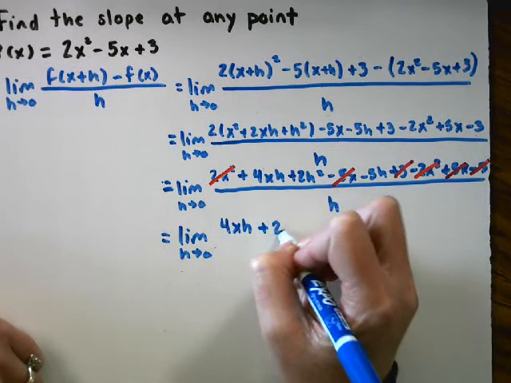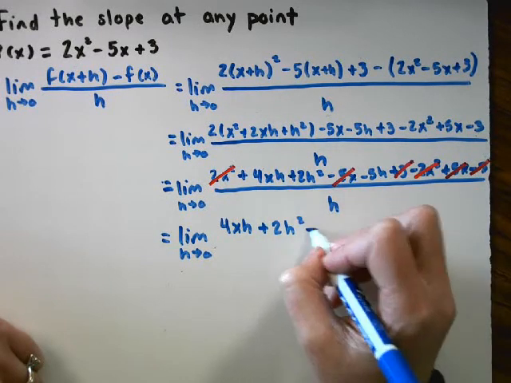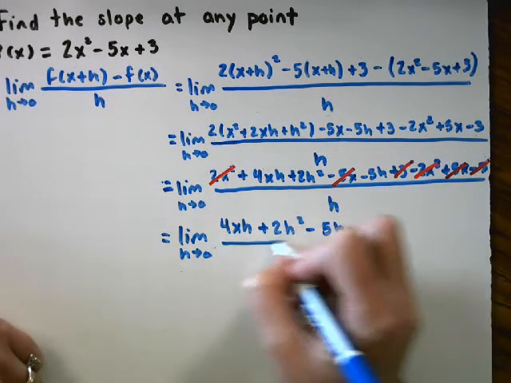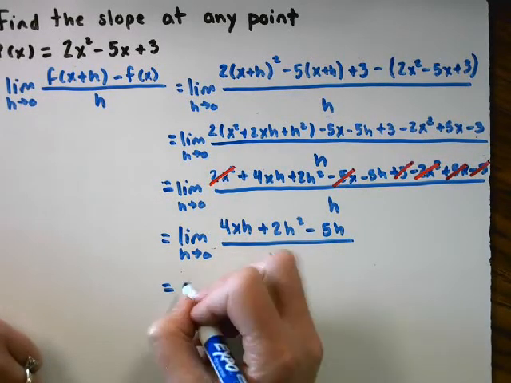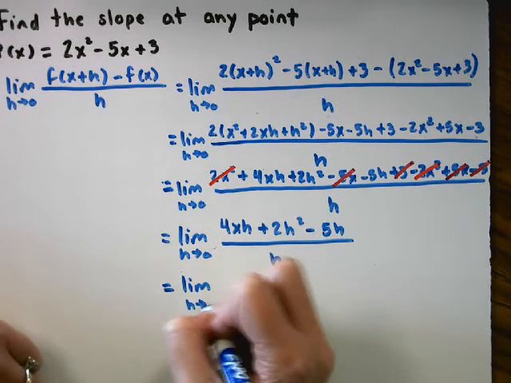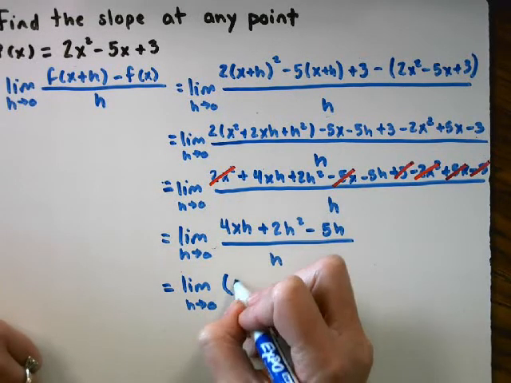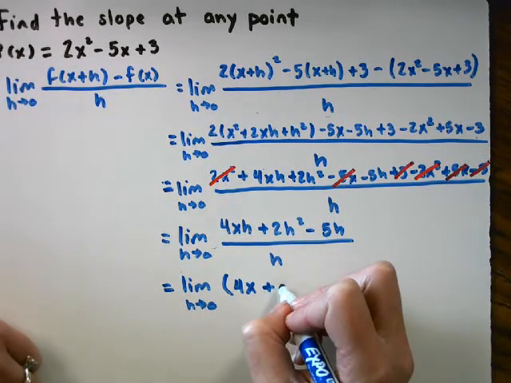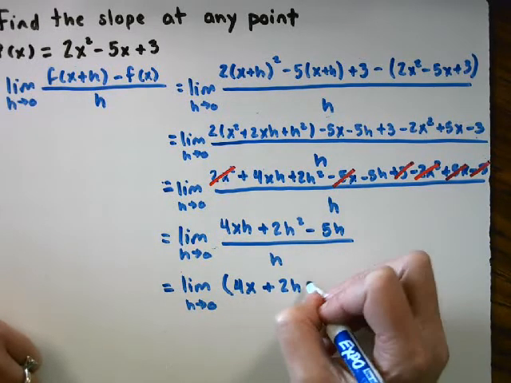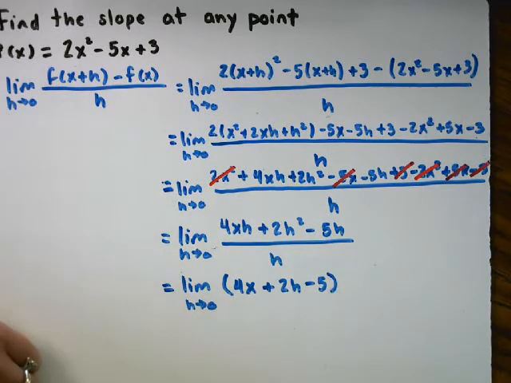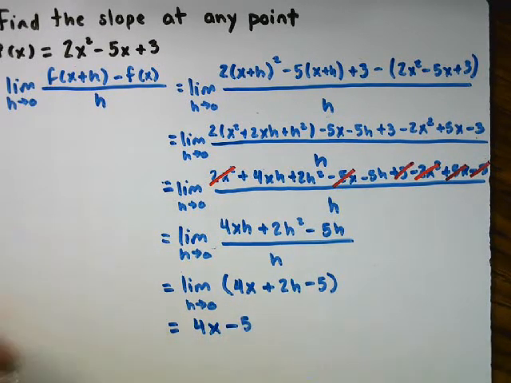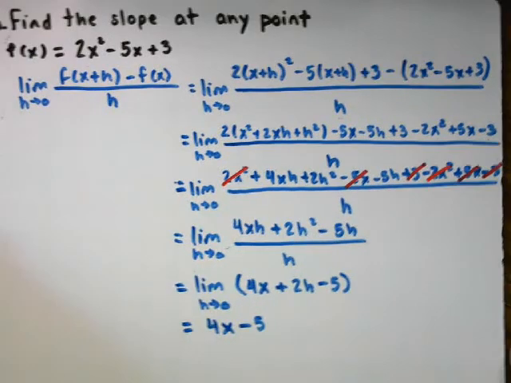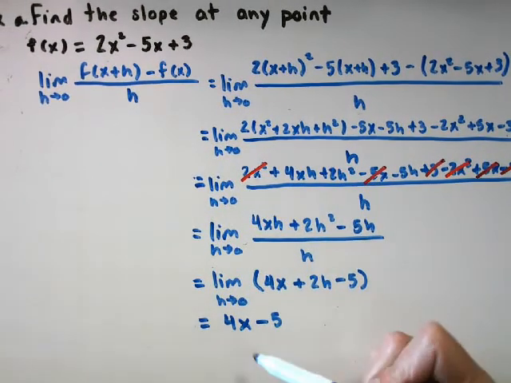Well, they all contain an h, which means we can now eliminate that. So that's going to leave me with 4x plus 2h minus 5. And as h goes to 0, that means I'm left with 4x minus 5. So what this equation does is it tells me the slope at any point. If I want to know the slope at 0, I plug that in. If I want to know the slope at 10, I plug that in, which is what we're going to do here.